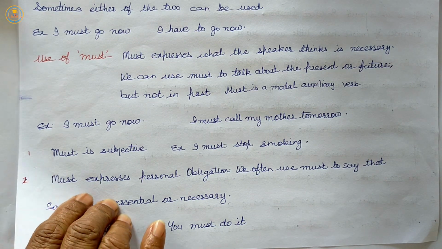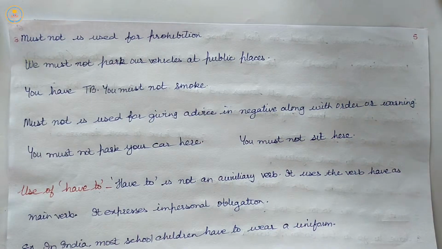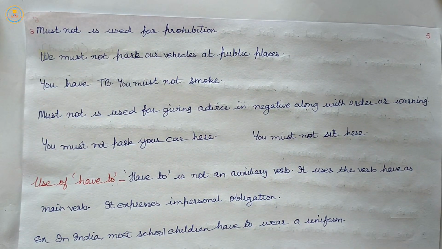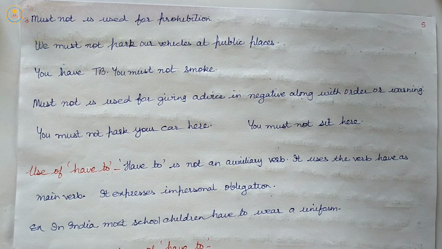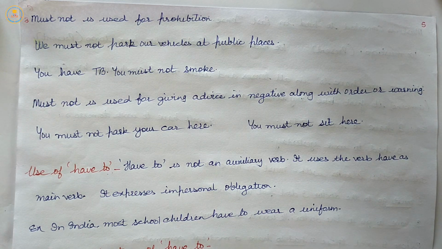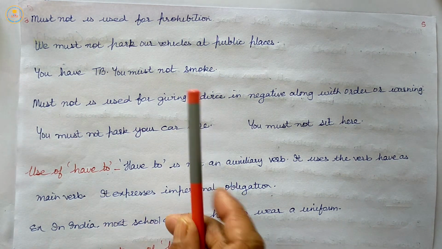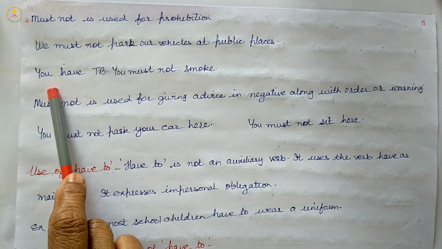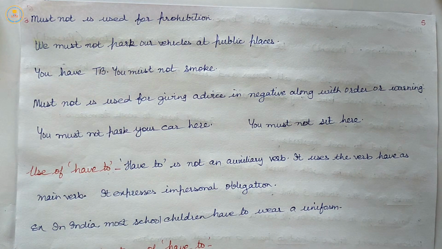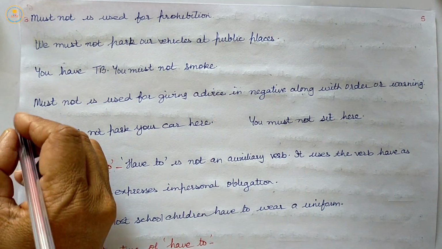Next, must not is used for prohibition. We use must not for prohibition. We must not park our vehicles at public places. Second, you have TB. Full stop. You must not smoke.